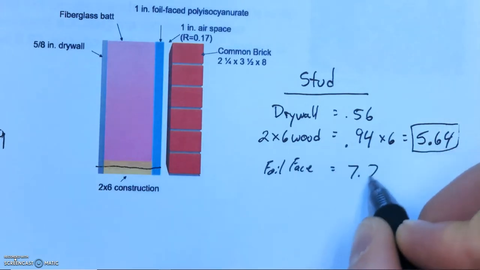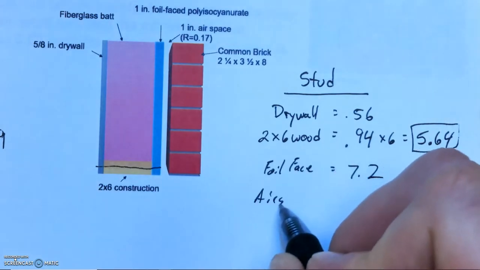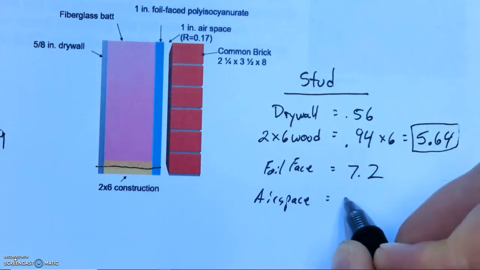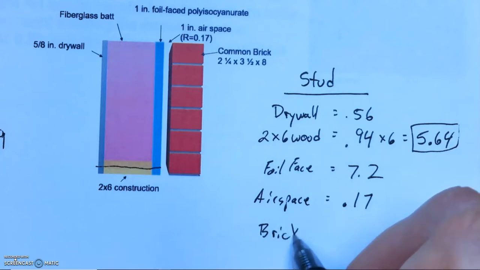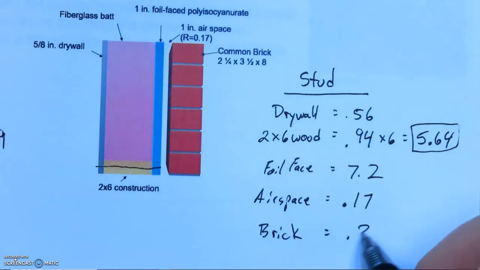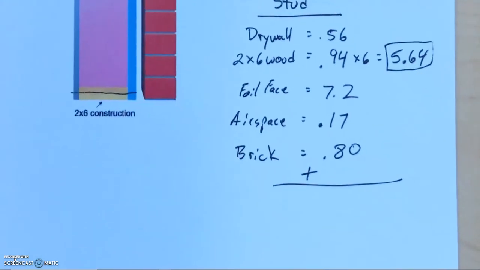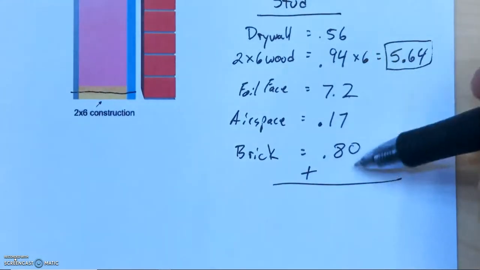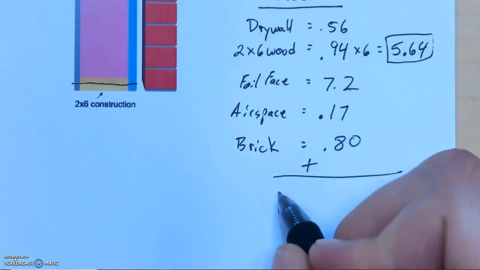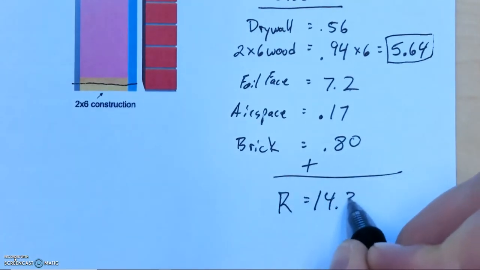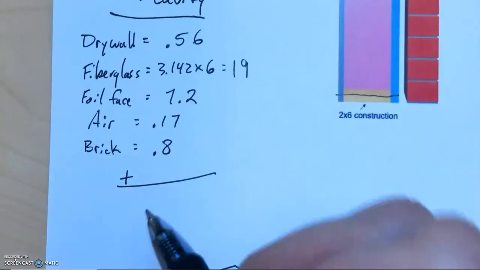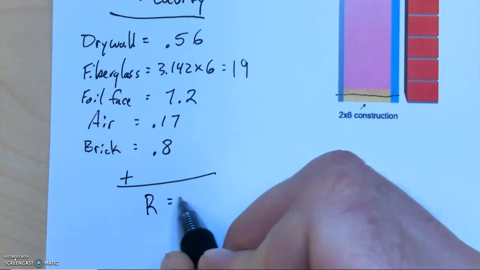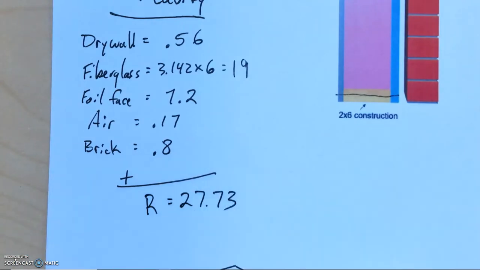That's going to be 7.2. We have our airspace. That's going to be that. And then we got our brick again. So a lot of these numbers are going to be exactly the same, 0.80. Once again, R values, you just add all of them together. So add those together to get your final answer, and you will get an R value of 14.37. And then for the wall cavity itself, you're going to get an R value of 27.73.